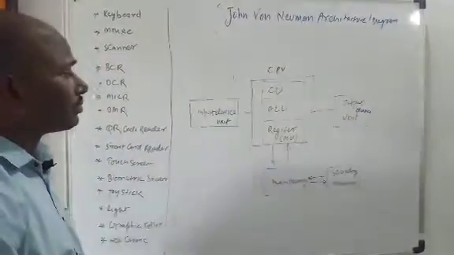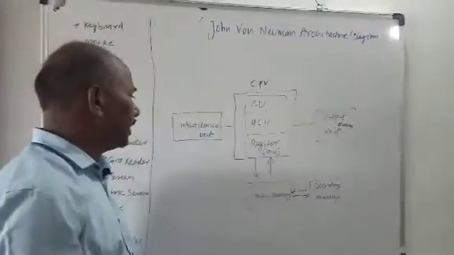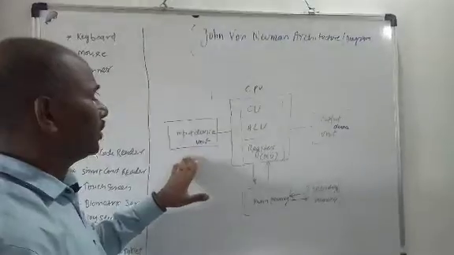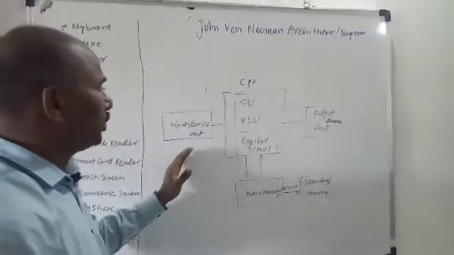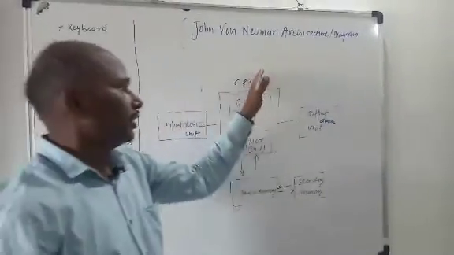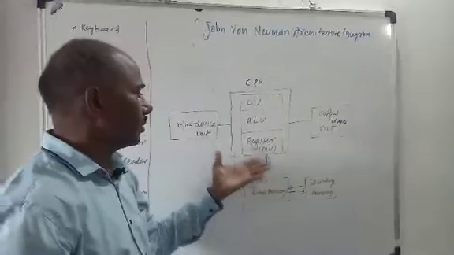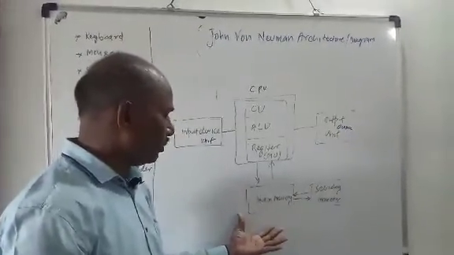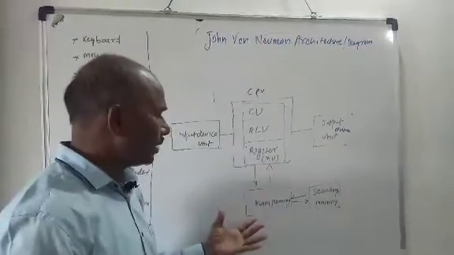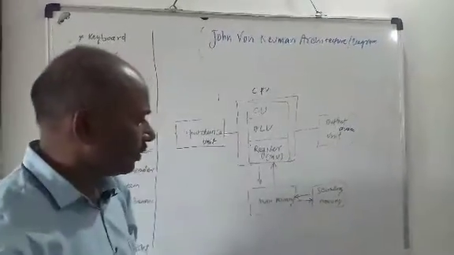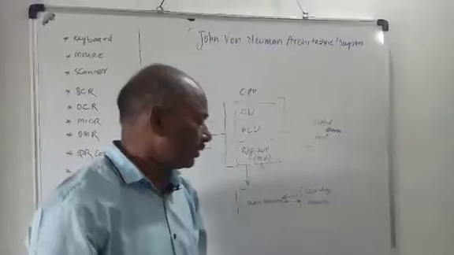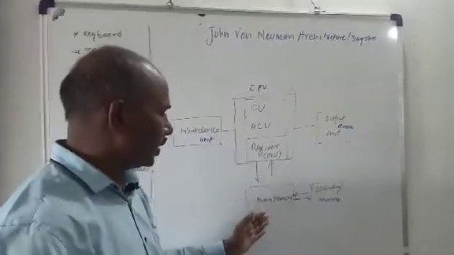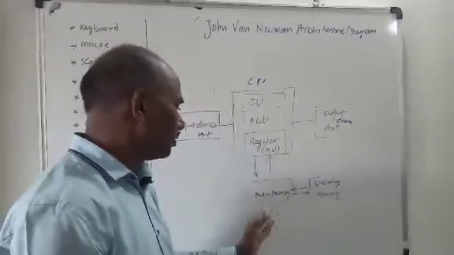It means when the user supplies data, it is done by the input unit. The CPU reads the instruction, takes help from main memory, and sometimes it is required to save data in secondary memory. Then our secondary memory is in touch with main memory.